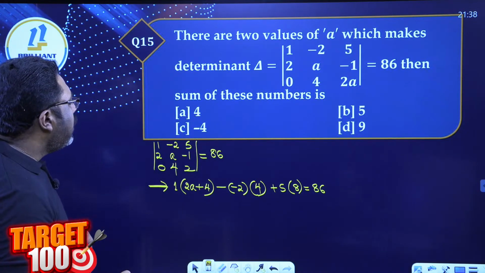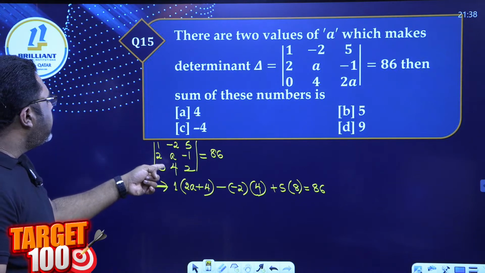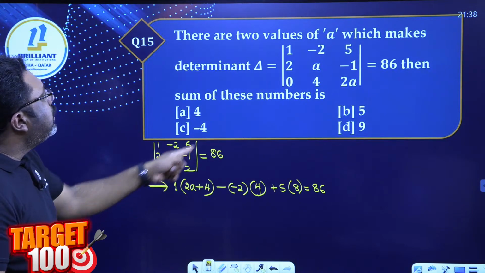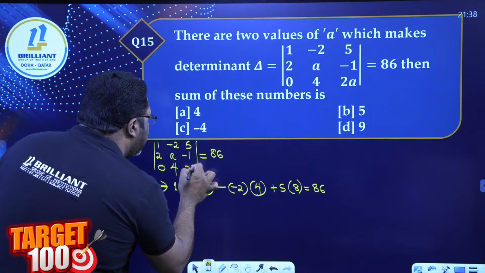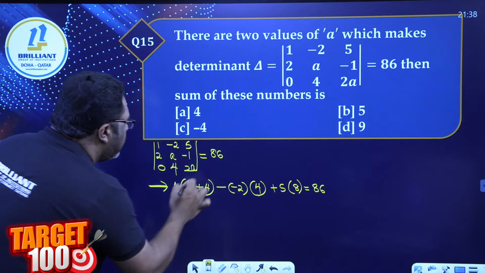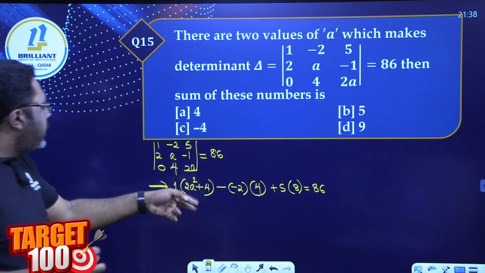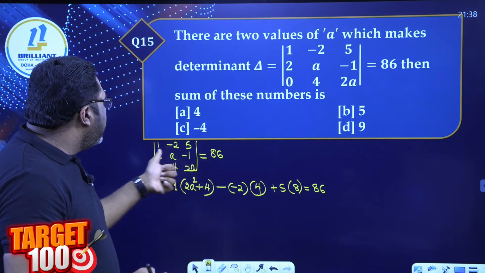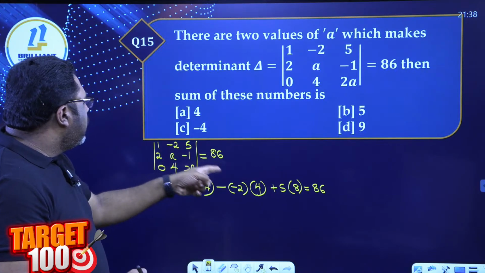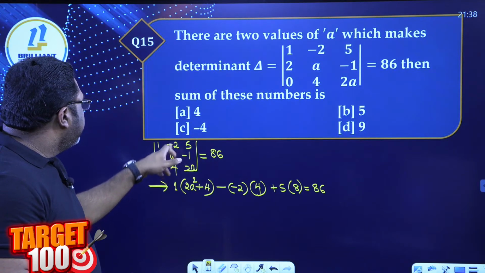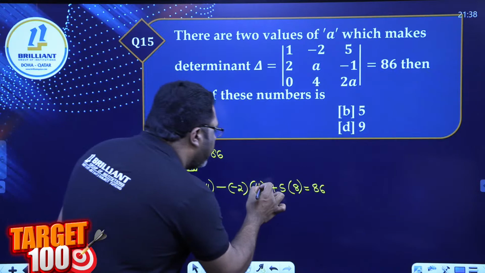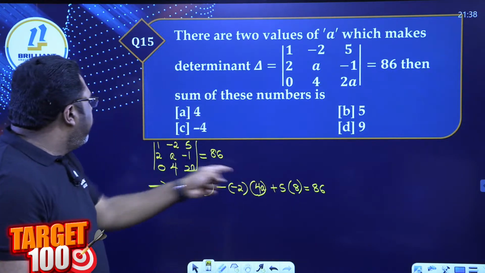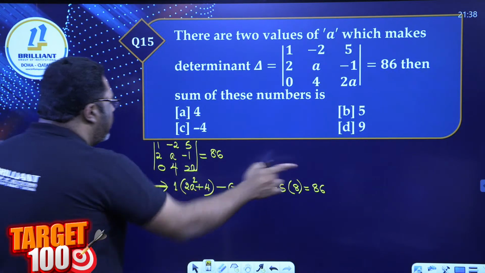Now we have to solve this. Any other values missing? Just cross checking. This was 2a. I'm sorry, so this is going to be 2a squared. 2a squared plus 4. Sorry, it's 2a squared. Fine. Then my 2 multiplied with 4 gives 4a. And 5 multiplied with 8 is equal to 86.